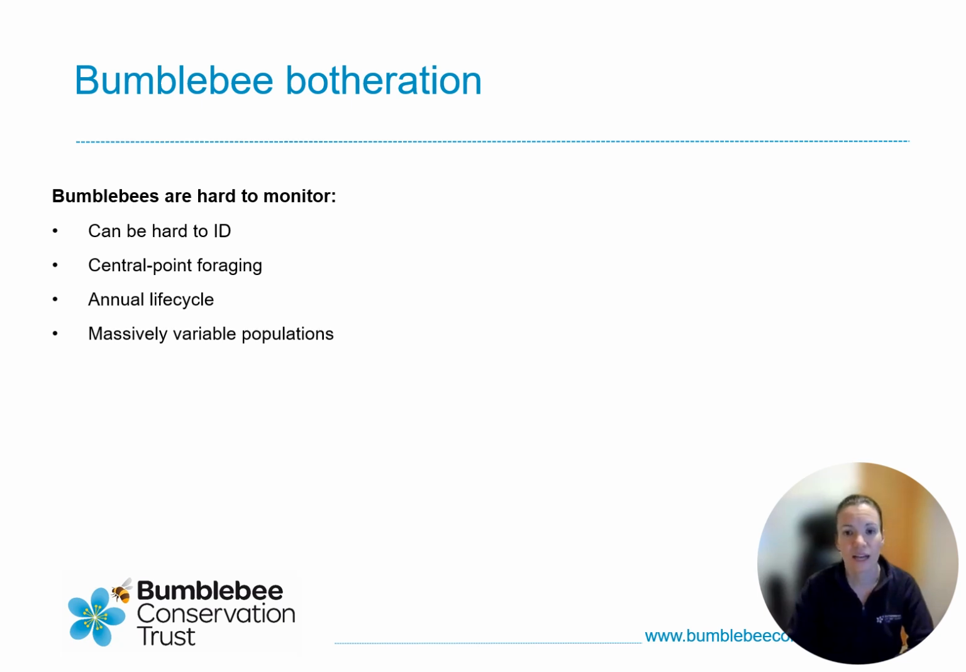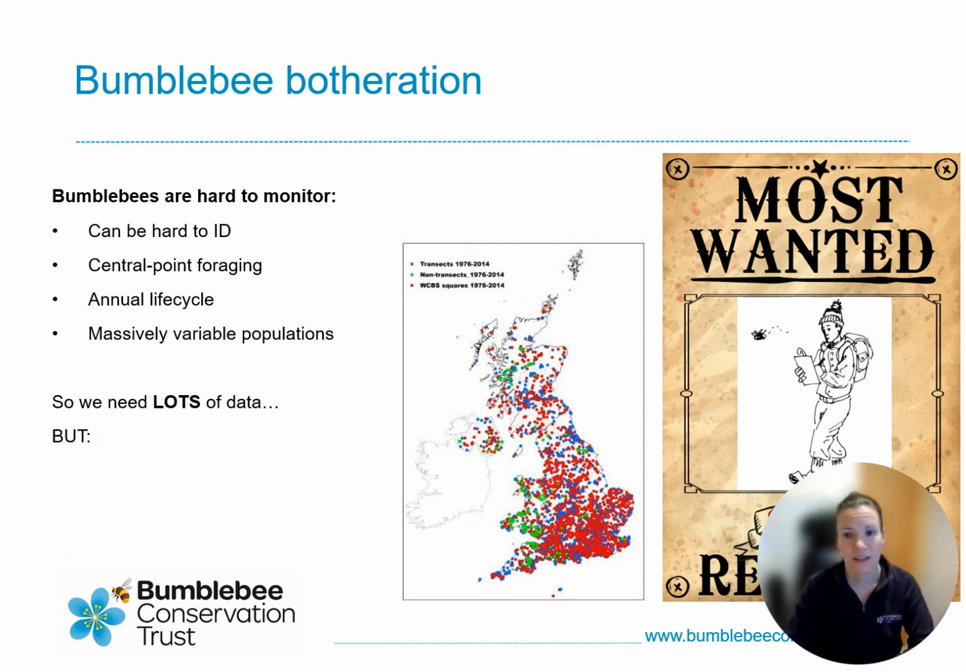They also have an annual life cycle, so there's fewer numbers at the start and end of the season, lots in the middle. They can be very affected by weather and habitat changes, so numbers do fluctuate widely. And as a result, we do need a lot of data to be able to pick up what's happening and to have some confidence in the patterns that we're seeing.